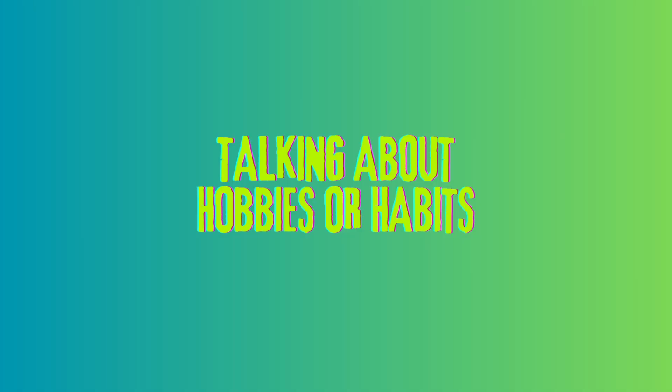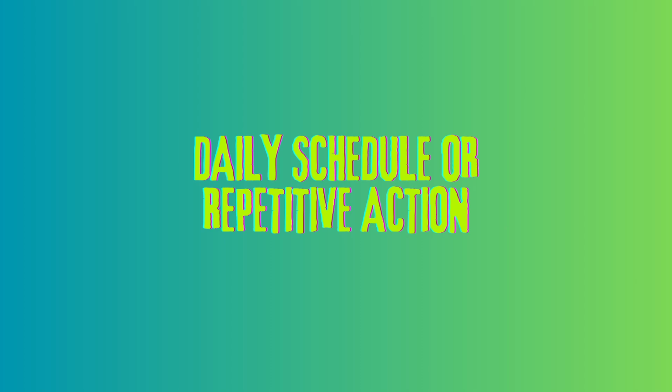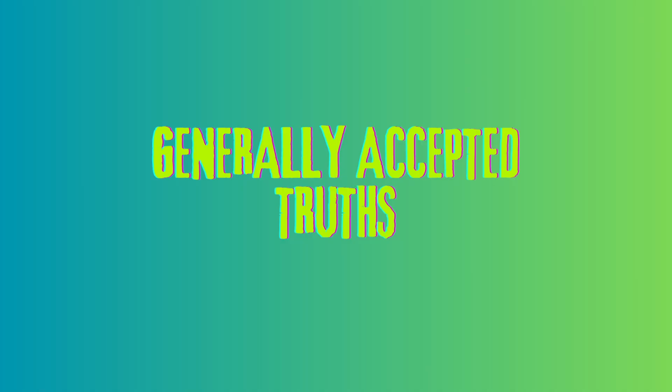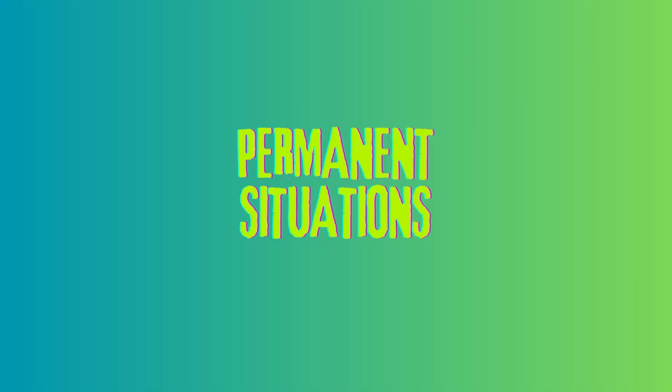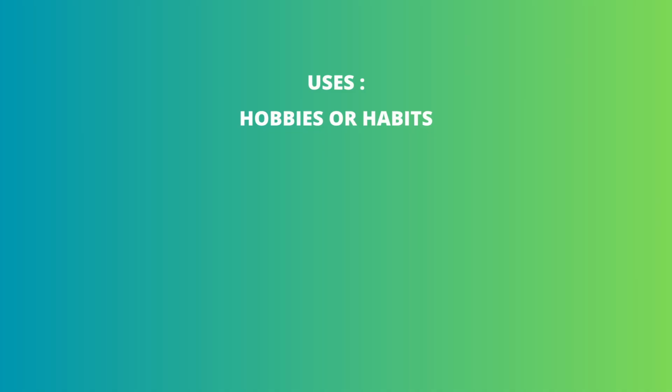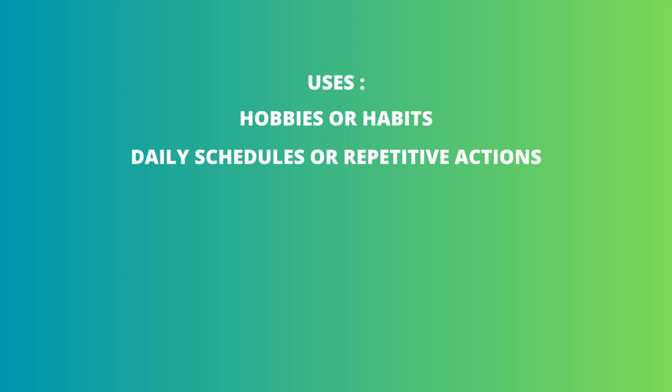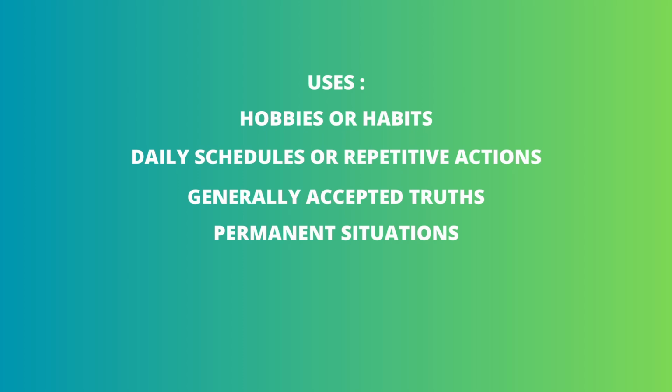So the first one is talking about hobbies or habits. The second one is daily schedule or repetitive action. Then we also use the present simple form to talk about generally accepted truths. We use the present simple form to talk about permanent situations, and we also tell the timetable in the present simple form. So what are the uses I told you? I told you hobbies or habits, daily schedule or repetitive actions, generally accepted truths, permanent situations and timetable. And we will go through the example for each one.